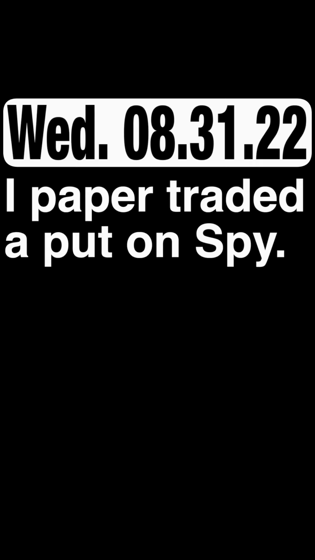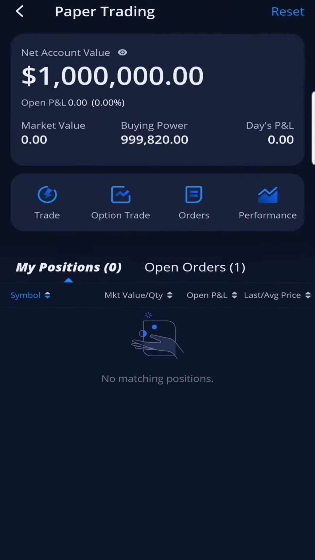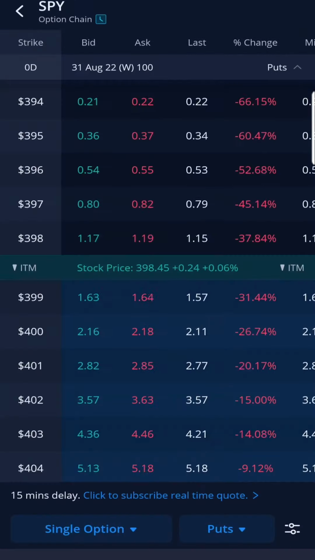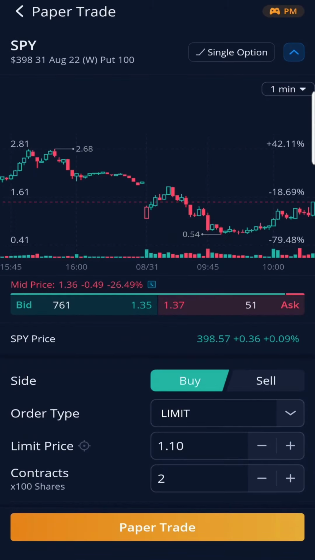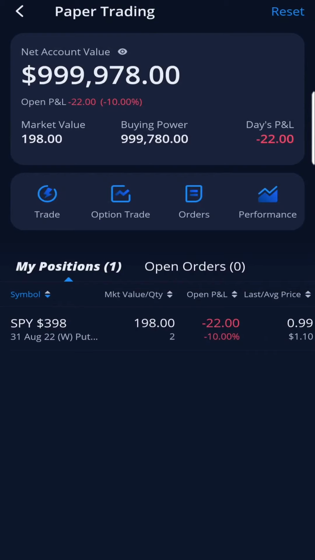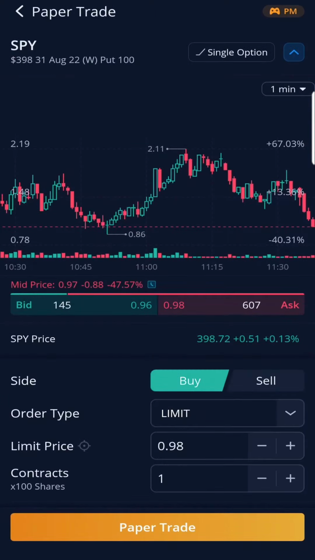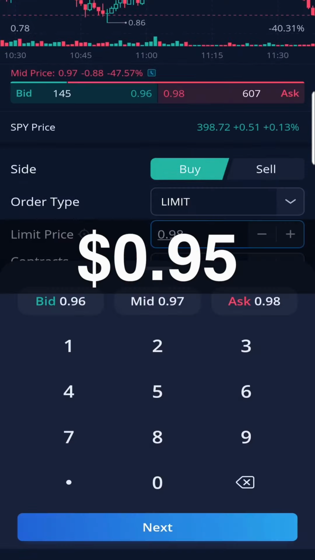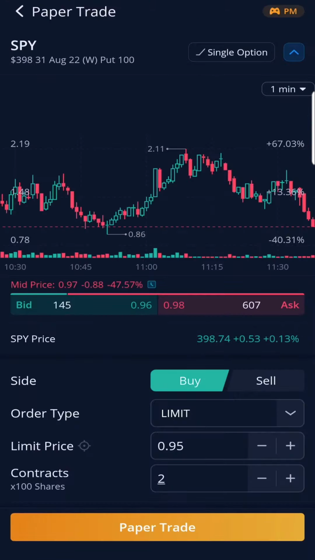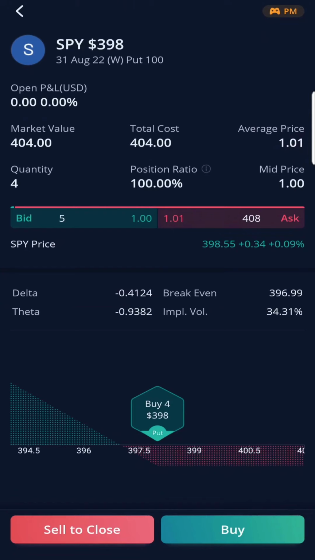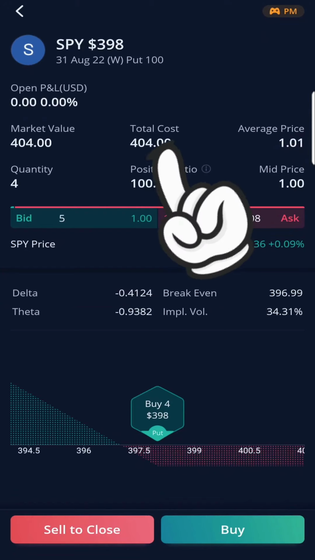I paper traded a put on SPY. I bought 2 put contracts and set a limit price at 1.10, that's $110 each or $220 total. Later, I added 2 more contracts of SPY at my set limit of 0.95 or $95. Webull gave me 4 option contracts at the average price of $101. My new total cost is $404.